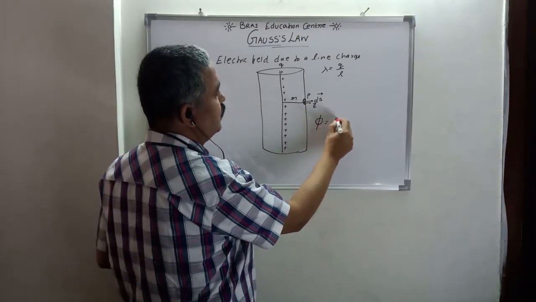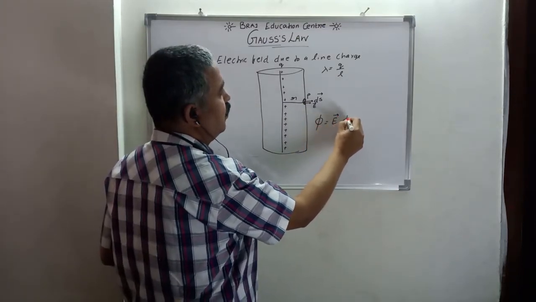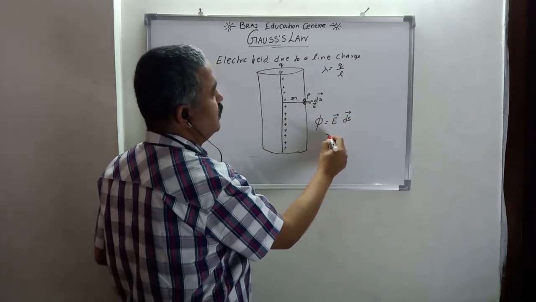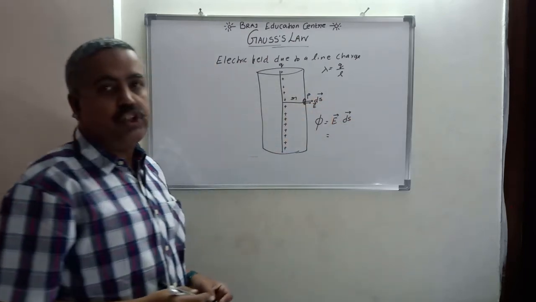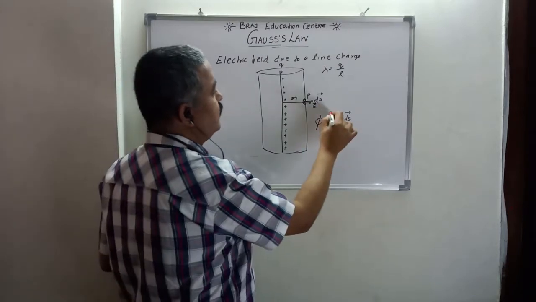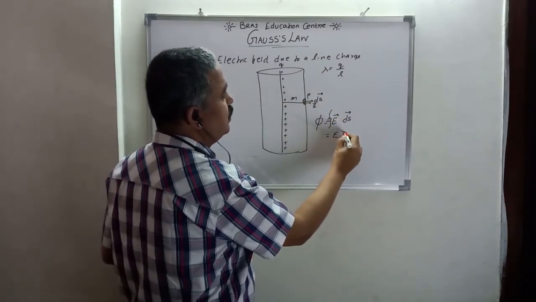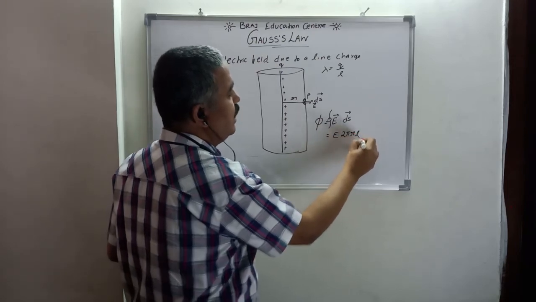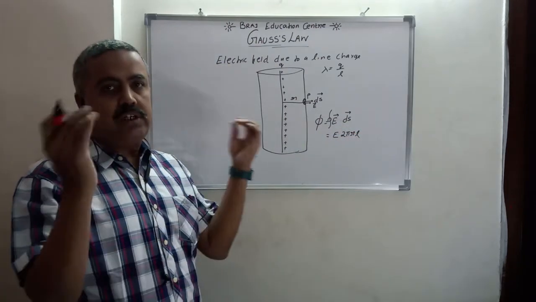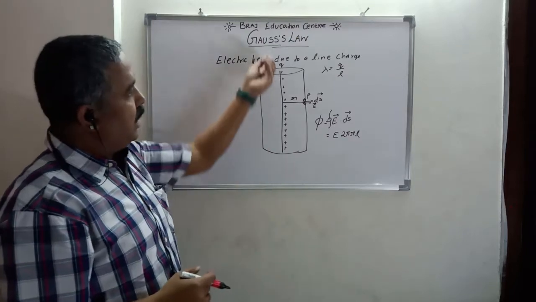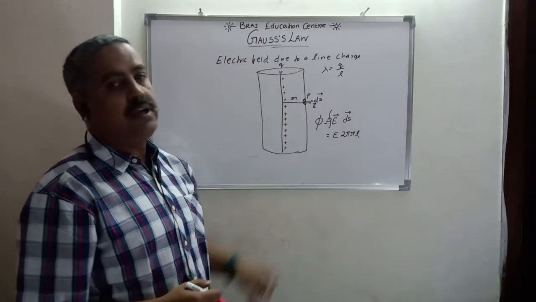As we know, phi is equal to vector E dot vector ds. This angle, as you can see between them, is 0 degrees. So as we integrate it over the whole surface, it will be E into 2 pi r L. 2 pi r L is the surface area of a cylinder. As we know, the height of the cylinder in this case is the length of the line charge.